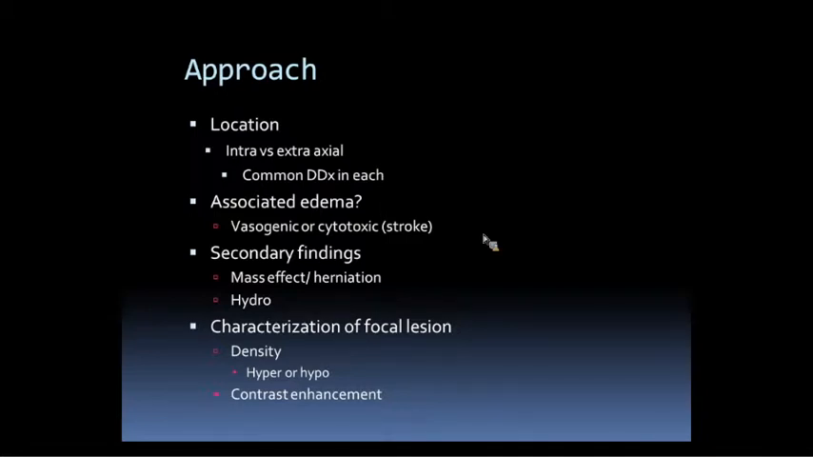Is there edema associated with the lesion? Parenchymal intraaxial lesions are more likely to have edema. Extra-axial lesions may or may not have edema, but if there is edema associated with the lesion, how do we characterize it? We'll remind ourselves about the 2 classic types of edema we see in neuroradiology: cytotoxic and vasogenic. And mainly, again, this is to exclude that we're looking at a stroke. Most tumors and infections will have vasogenic edema as opposed to cytotoxic, which is seen with stroke. And then, of course, characterize the secondary findings: herniation, hydrocephalus, things that require urgent attention.